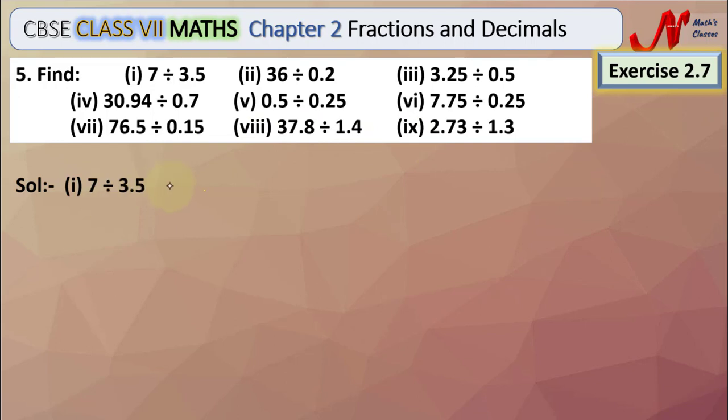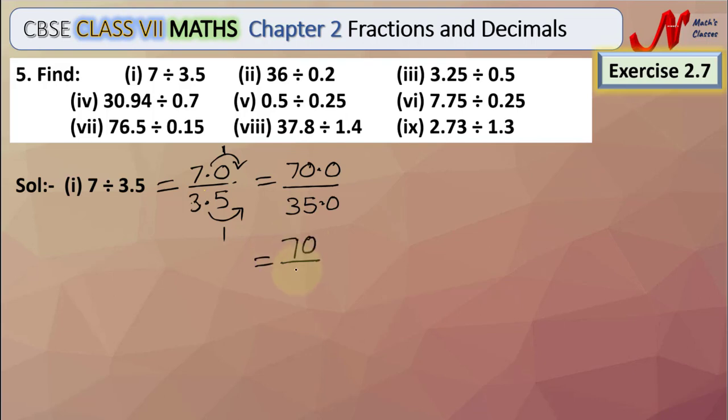So 7 divided by 3.5 can be written as 7.0 by 3.5. To solve this one, we shift the decimal point of the denominator one place to the right, and shift the decimal point of numerator one place to the right. So we can write it as 70.0 and denominator written as 35.0. So it can be written as 70 divided by 35. 35 ones are 35, 35 twos are 70. We can write it as 2 by 1, which is equal to 2. Therefore 7 divided by 3.5 is equal to 2.